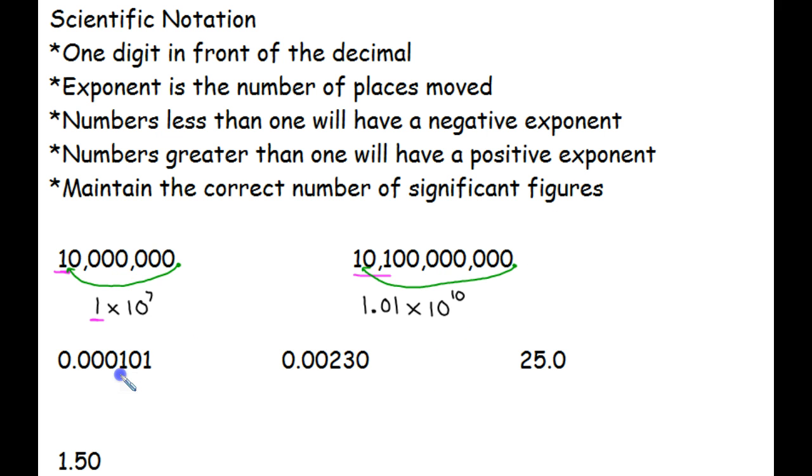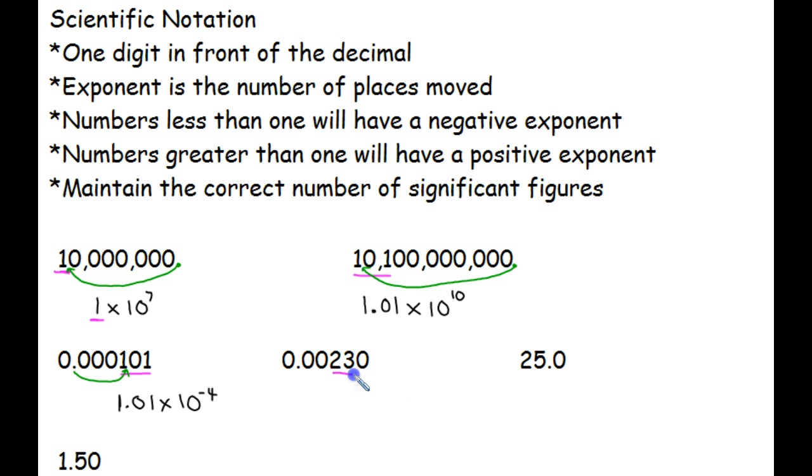Next example, we have 3 sig figs. Our decimal, which is written for us, is going to move behind that 1. So maintaining sig figs, this would be 1.01 times 10, and we moved 4 places. This is a number less than 1, so it is to the negative 4. Remember, the negative sign here does not indicate that the whole thing is negative. It is only to let you know how to expand your number.